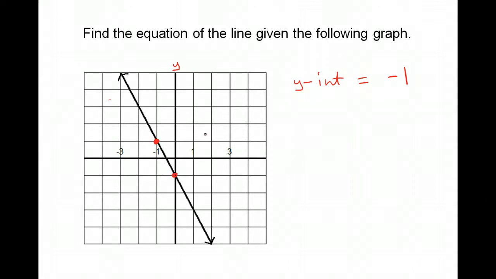And then you need to see, how do you get from one point to the other one? On this one, it looks like I rise 2 and I run 1 unit, but my run is towards the negatives, so it's considered a negative run. So my slope is I rise 2 and I run a -1.